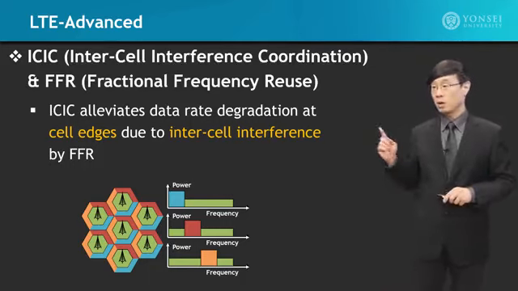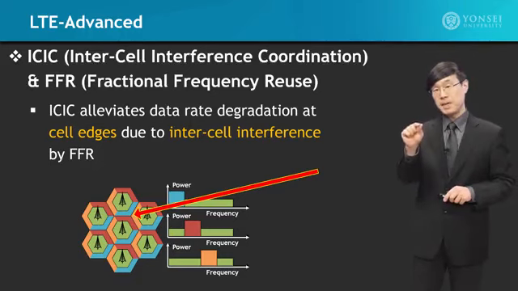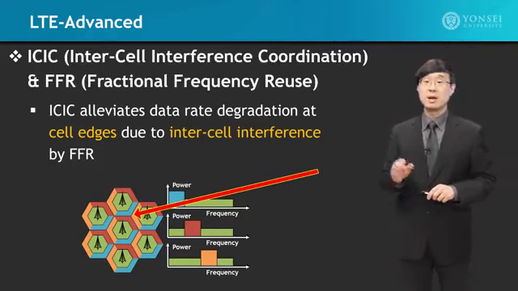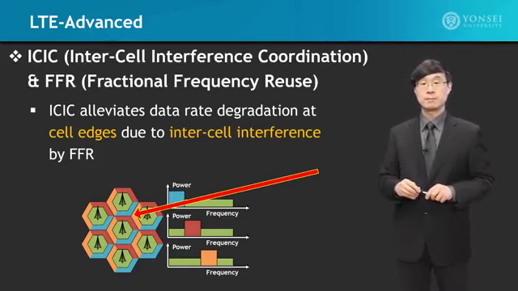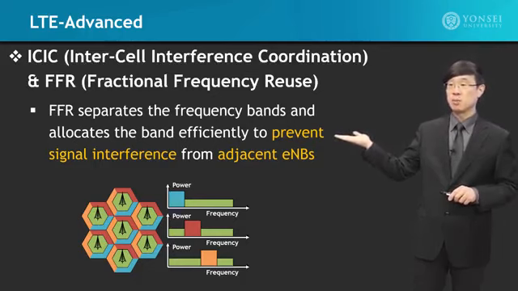Let's look into this part where you follow this arrow. That arrow leads to a point where three cells are meeting at a corner. If you look at the end of the arrow, you can see an orange region, a blue region, and a red region there. That means that they're using different frequencies. This is where FFR kicks in. FFR, fractional frequency reuse, separates the frequency bands and allocates the band efficiently to prevent signal interference from adjacent E-NodeBs.